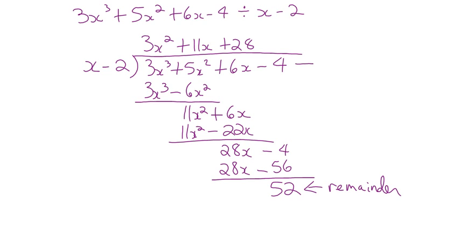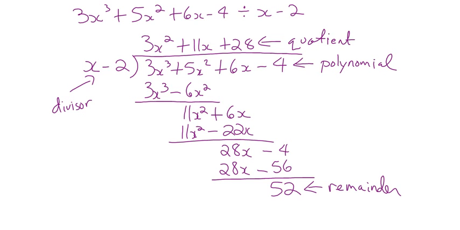The original expression is the polynomial. The divisor is the divisor. And the result of doing the division is called the quotient. Okay? So that's just naming all of the different stuff there, right? We started with a polynomial divided by a divisor.